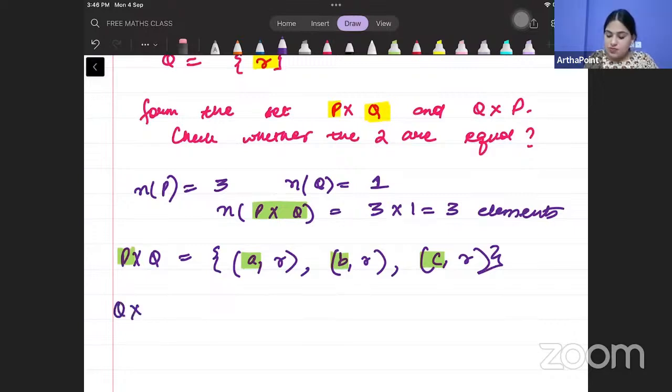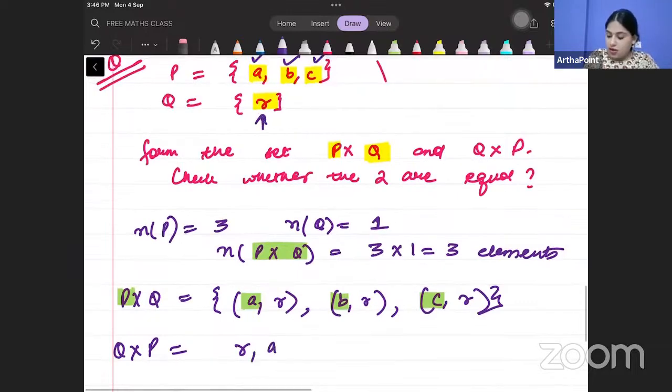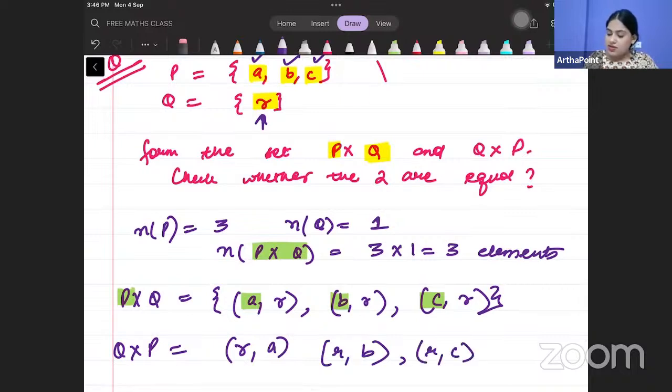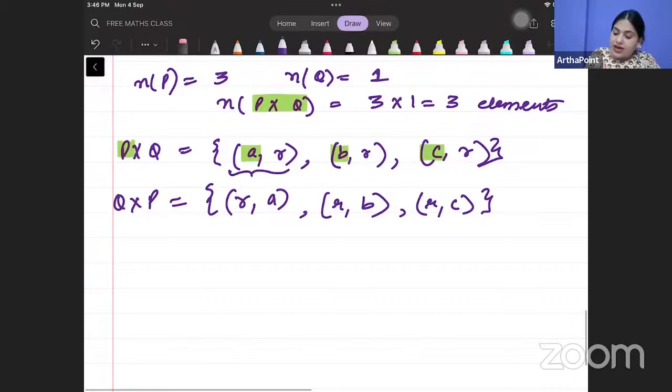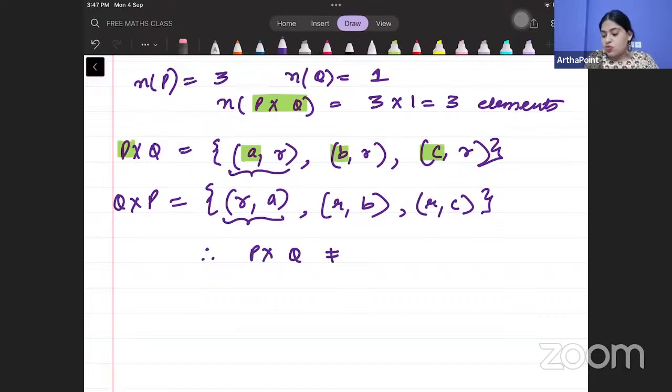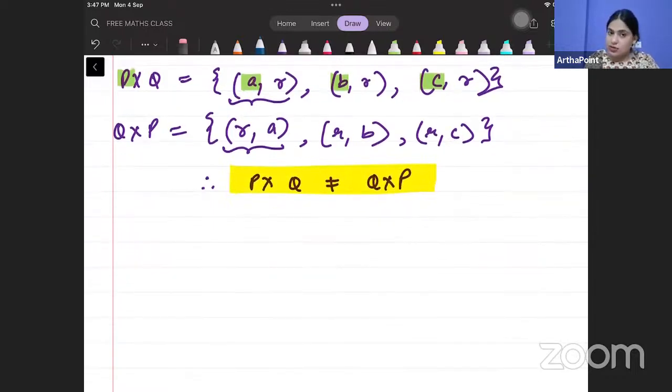Now find out beta Q cross P. So first element will be of Q. So (r, a), (r, b), (r, c). This will be Q cross P. Are the two equal to each other? They are not. So इसका element (a, r) है और इसका element (r, a) है. ये दोनों same नहीं होते हैं. Remember, that is my first remark. The two are not equal to each other. So therefore, P cross Q is not equal to Q cross P. I hope that is clear to you.